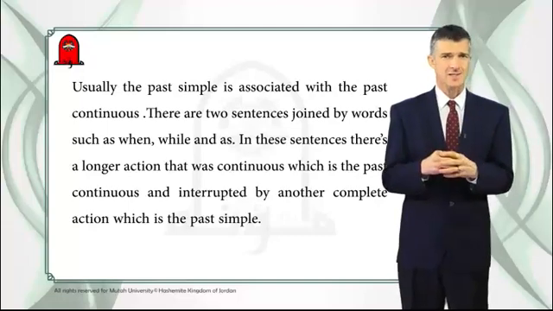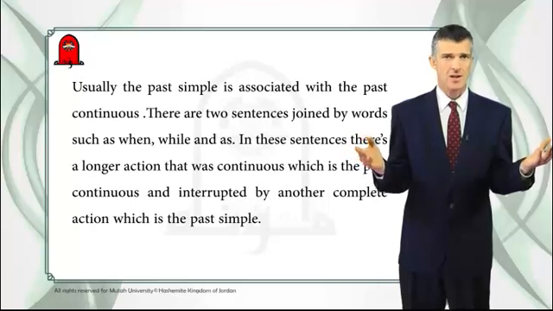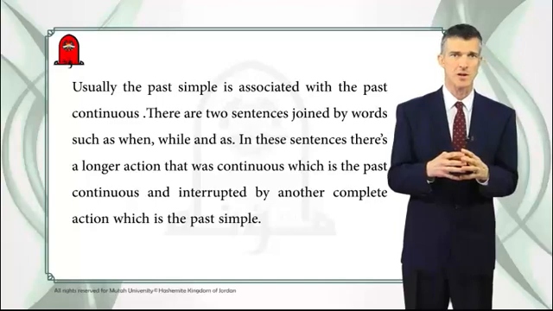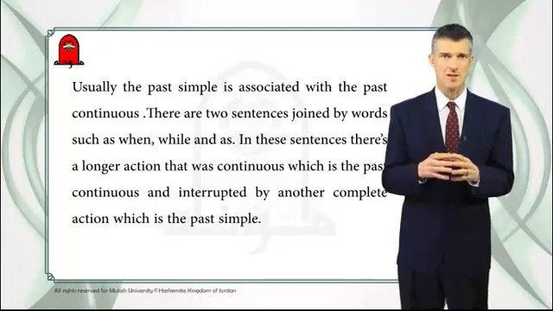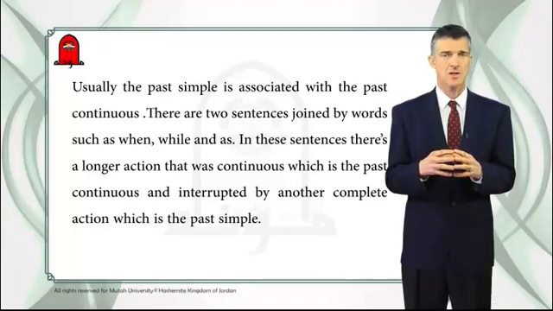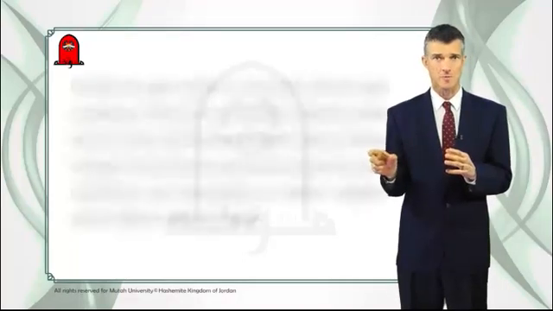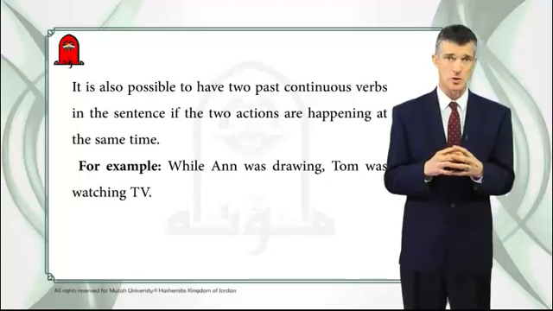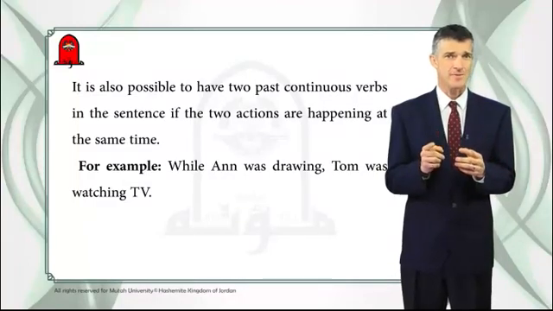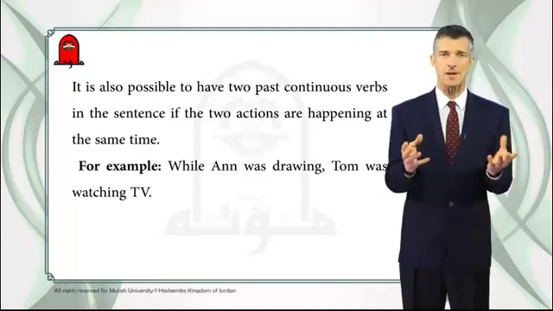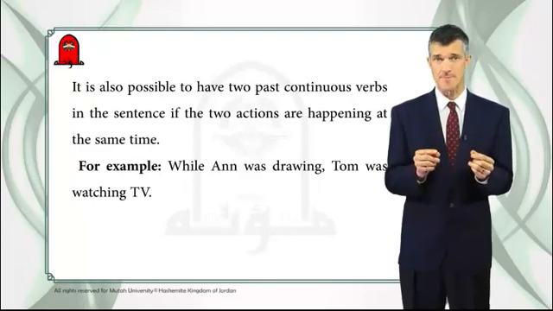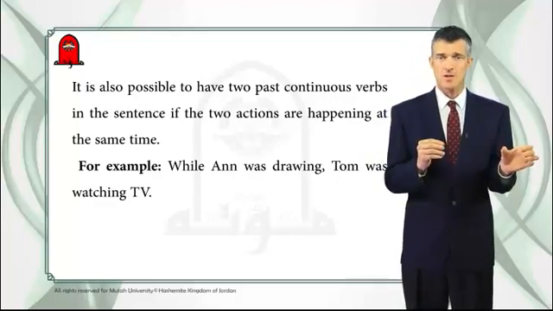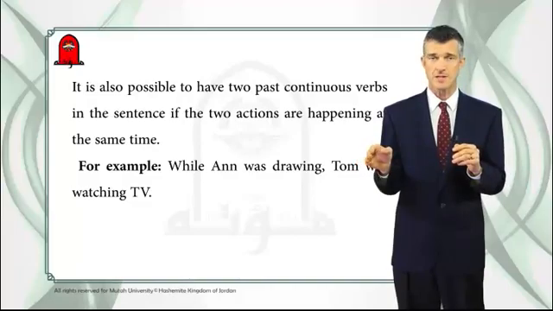In these sentences, there's a longer action that was continuous, which is the past continuous, and interrupted by another complete action, which is the past simple. It is also possible to have two past continuous verbs in the sentence if the two actions are happening at the same time. For example, while Anne was drawing, Tom was watching TV.